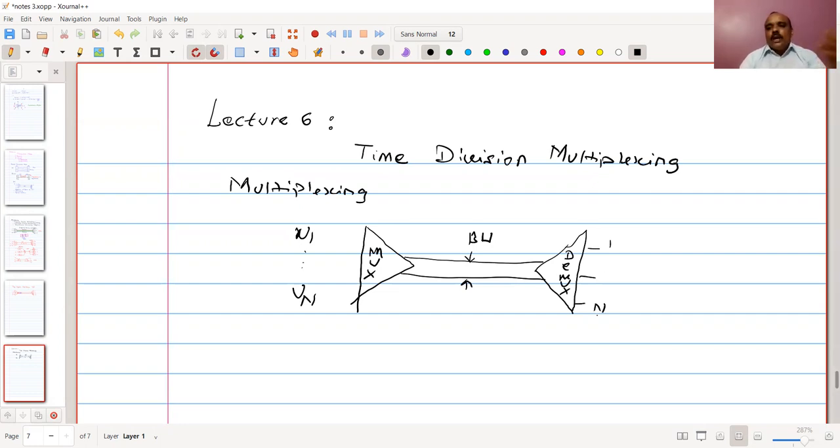So multiplexing means you take data generated by multiple sources, put them together and send it through a much larger bandwidth at the physical level. We have seen two methods, FDM and WDM. In FDM the bandwidth is divided into frequency subbands, and these are dedicated subbands allocated to the users. The other one is WDM, used in optical fiber links, where the data is allotted different wavelengths, and these wavelengths are then combined together and passed through the optical fiber. Both these techniques are analog techniques.